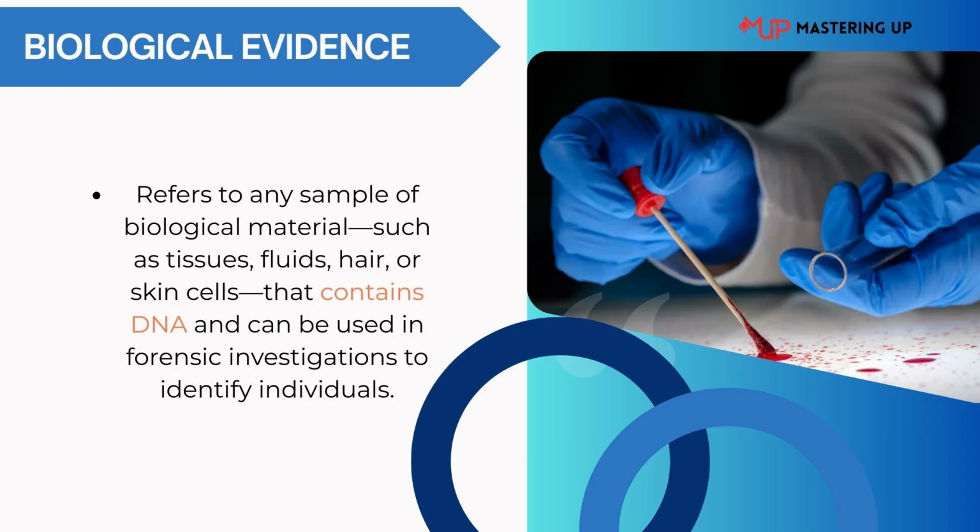For example, if blood is found at a crime scene, forensic experts can extract DNA from it to match with a suspect. Similarly, a strand of hair with its root or saliva left on a glass or cigarette can also be used to identify someone through DNA profiling. In short, biological evidence is often the silent witness that can speak volumes, helping law enforcement solve crimes with scientific precision.